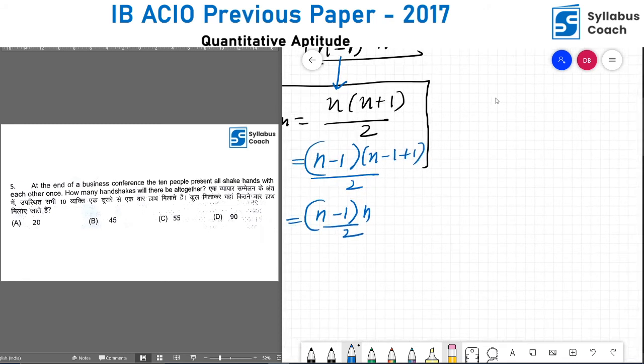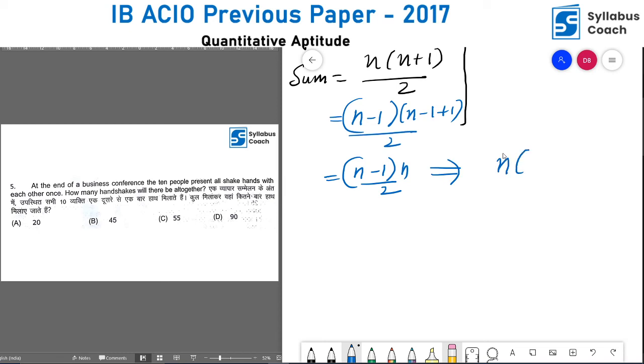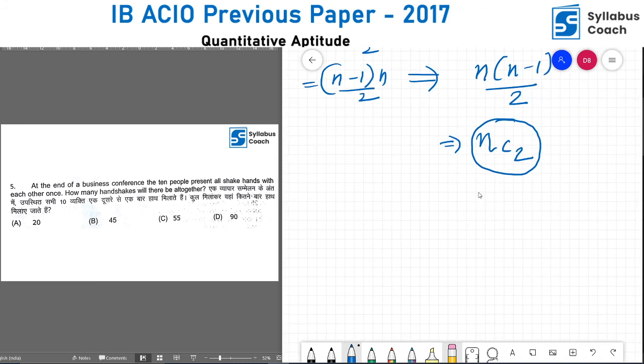Right. Now, therefore, the number of handshakes for n people is nothing but n into n minus 1 by 2. It is also called as NC2. What is it? This is also called as NC2, right? Let's try to solve this question.